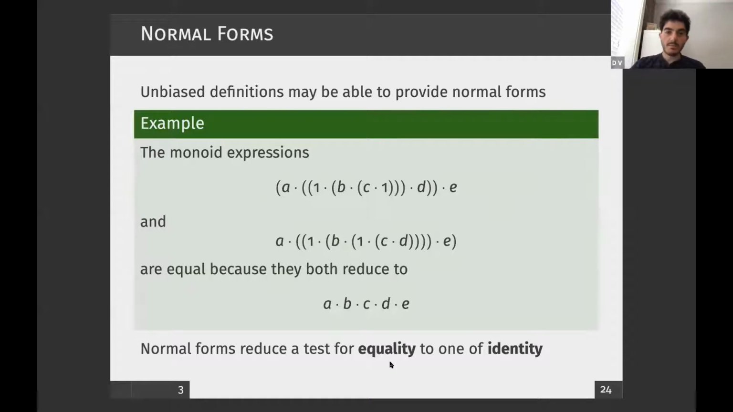One advantage of unbiased definitions is that they sometimes can give us normal forms. For instance, look at these two nasty monoid expressions with all this parenthesization. They're both equal, and one way we could deduce that is we can reduce both of them to the simple a b c d e. So normal forms allow us to reduce a test for equality to one of identity. If you have two expressions and you can simplify them all the way down to their normal form, and those normal forms are the same, then those two expressions correspond to equal terms.